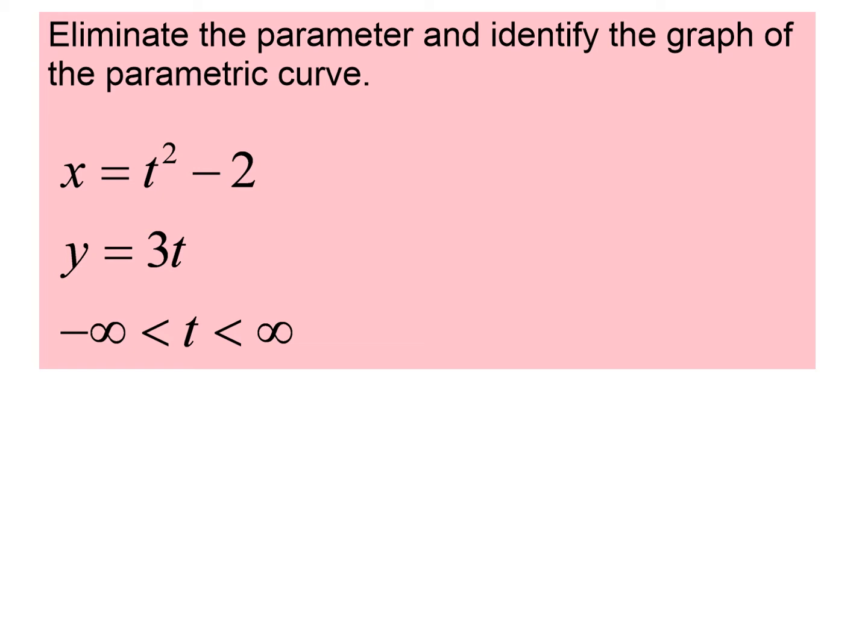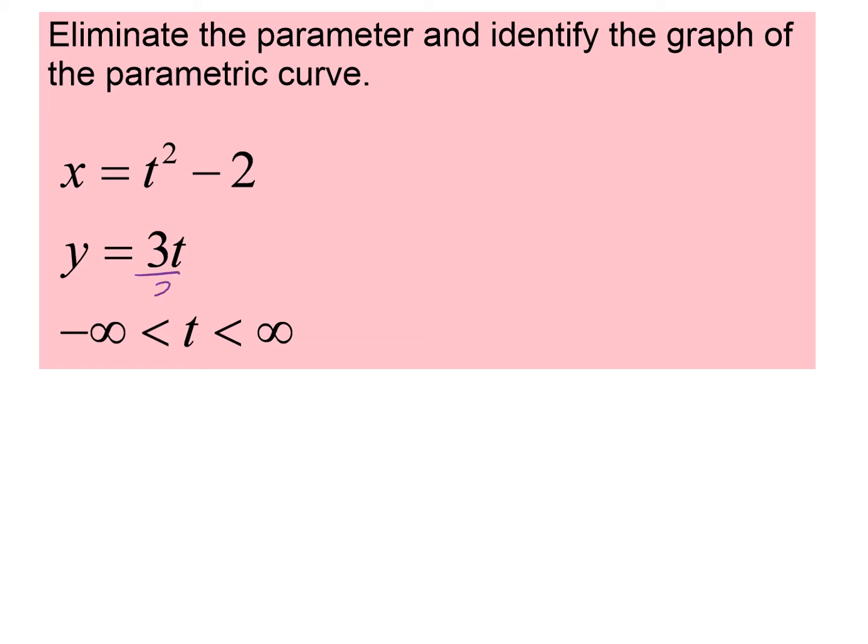Again, I don't really know what this is just by looking at the equations. I see a t squared, which makes me want to think there's going to be a parabola, but I don't really know. So I have x equals t squared minus 2 and y equals 3t. Again, we need to get t by itself. I'm going to go with the second equation this time. If I use the first equation, it would be fine, but it would require me to take square roots and then plus or minuses, so that just seems like a lot.